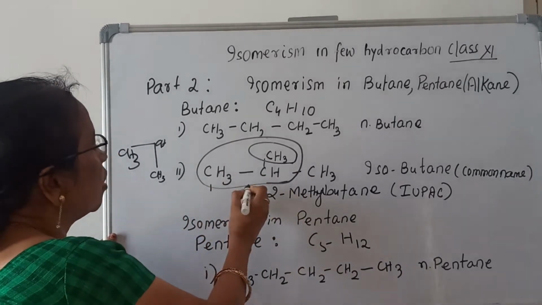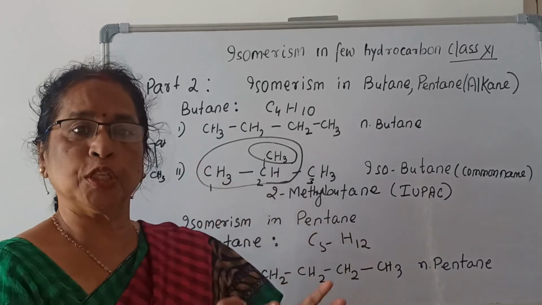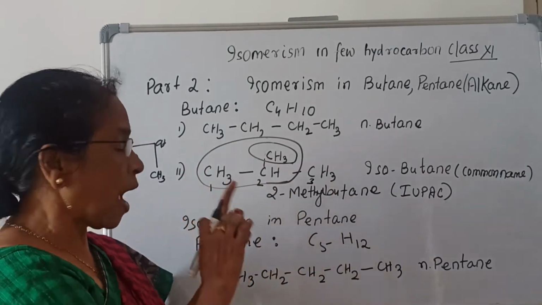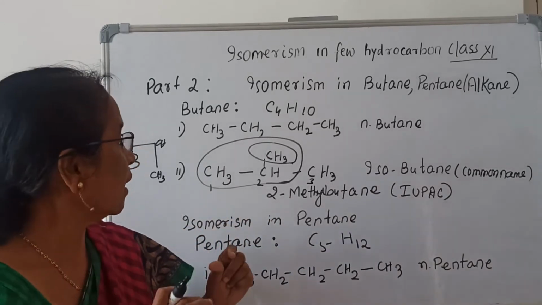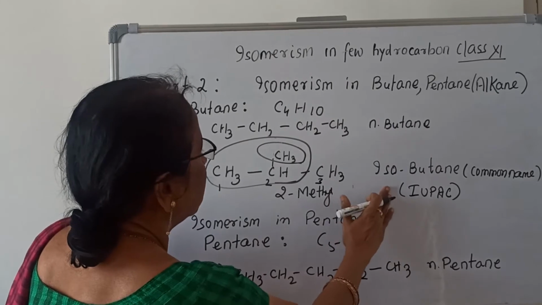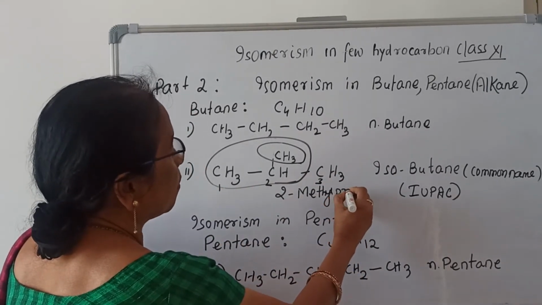Suppose I want to count this side 1, 2, 3. That means in two positions there is a methyl group. And what is the long chain having? Sorry, it is not butane. Here 1, 2, 3, 2 methyl propane.